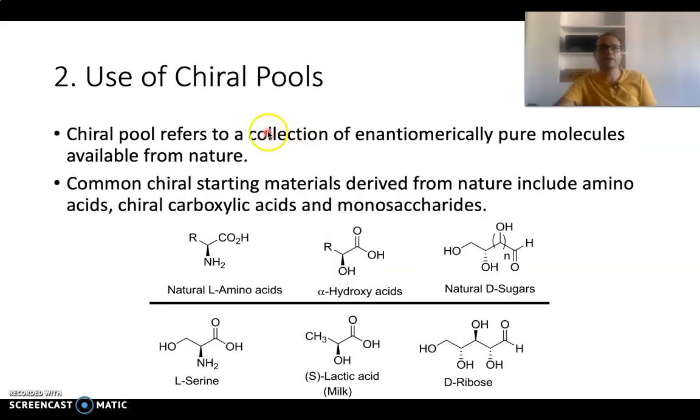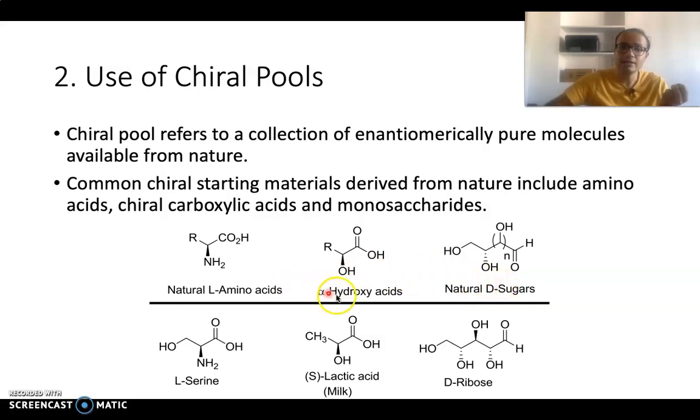Another way of doing asymmetric synthesis is by use of chiral pools. Now, what are chiral pools? Chiral pools are enantiomerically pure forms that are available in nature. As I told you in the previous discussion, nature has asymmetry, that means it exclusively synthesizes a single enantiomer. For example, all the amino acids that you find in nature are L form, and all the naturally occurring sugar molecules are D form.